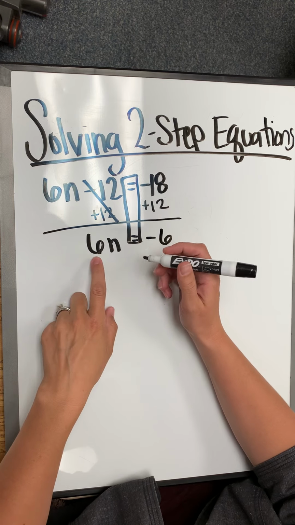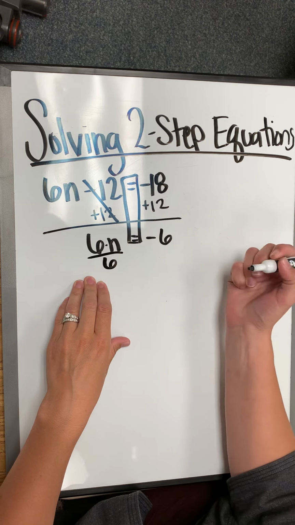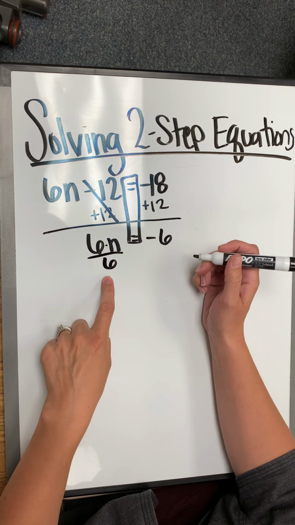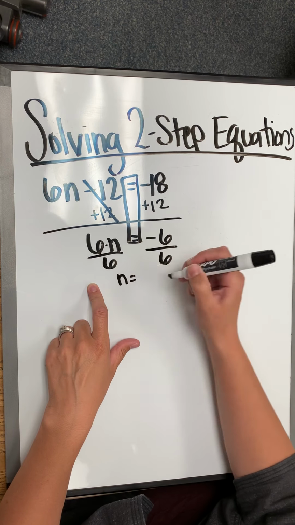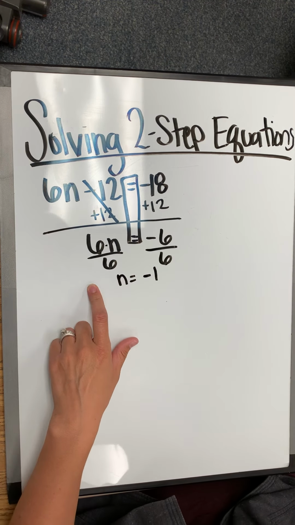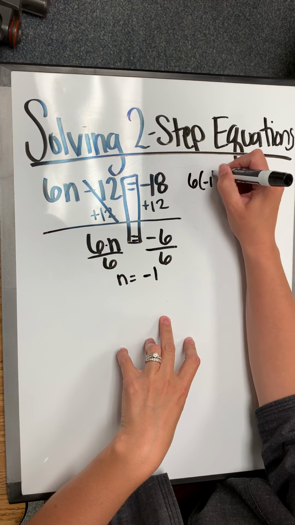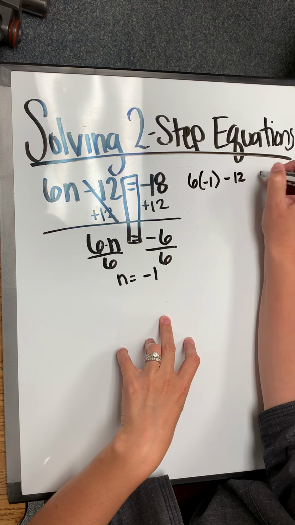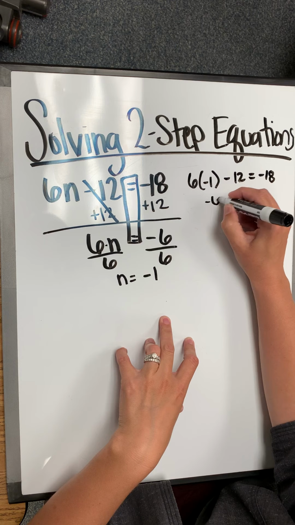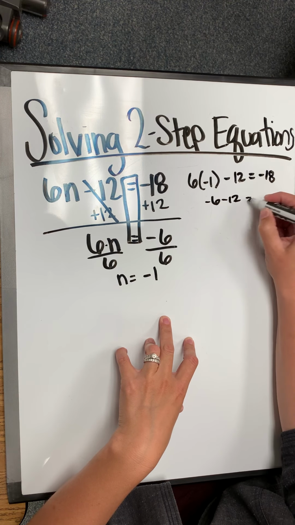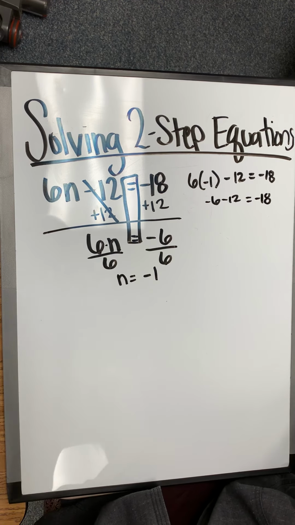I still need to get my variable alone. So whatever is with it, I need to do the opposite operation. It is currently multiplying, so opposite of multiply is divide. If I divide this side by 6, I have to divide this side by 6. So n will equal negative 1. If you plug it back up in here, you can see that it works. You want to check it. 6 times a negative 1 is a negative 6. Minus 12 does equal that negative 18. So you're welcome to check it. Most of you don't, but it's always available.